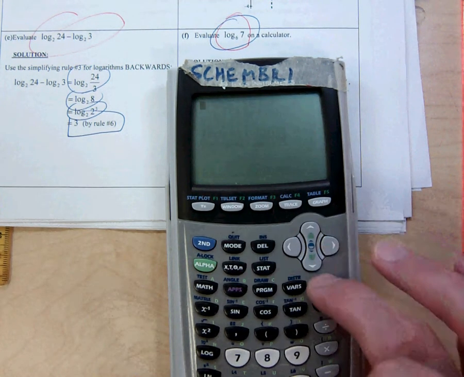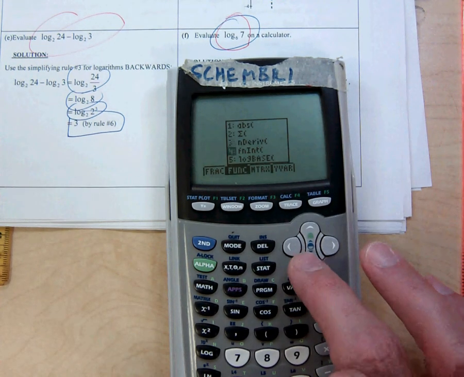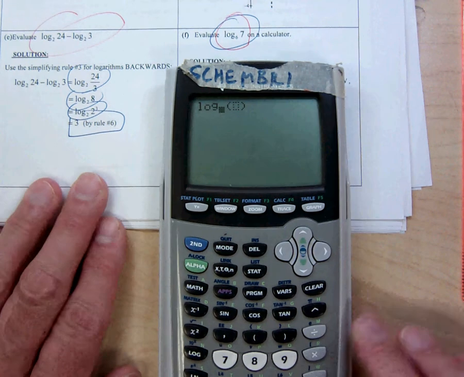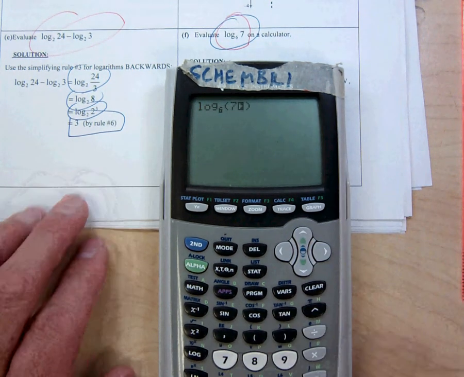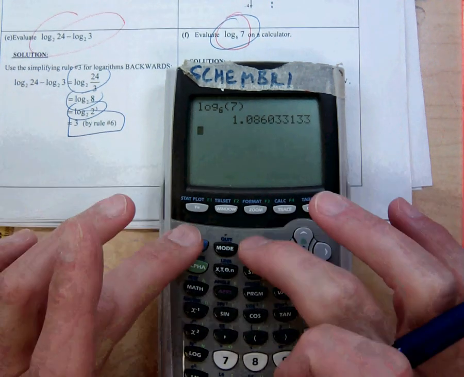Let me just clear it. Okay. So if you hit alpha window, you get these options that pop up. If you choose option 5, that'll allow you to just fill in the blanks and type in something like this. Get your answer. Is that clear? Yes? Okay. All right.